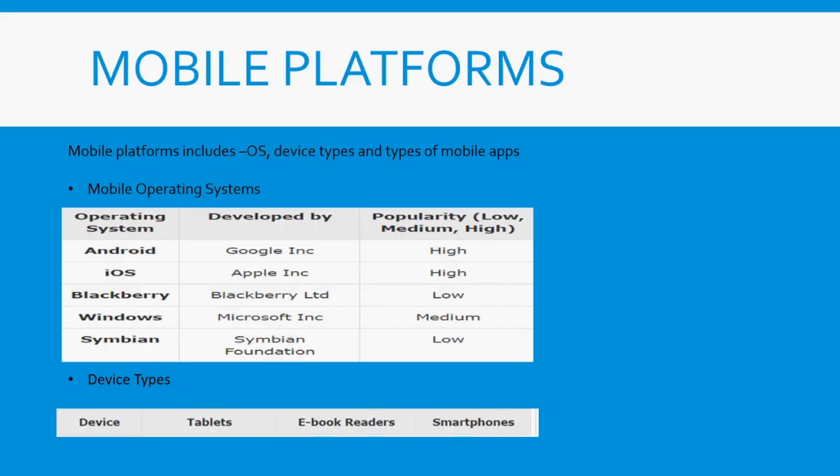Now, mobile platforms. Currently, there are lots of mobile platforms in the market. There are different types of operating systems, different types of devices, and different types of mobile applications as well. For the operating system, we have Android, which is very popular and developed by Google, and its popularity is quite high. We have iOS, which is developed by Apple, and a lot of us have both Android and iOS devices every day.